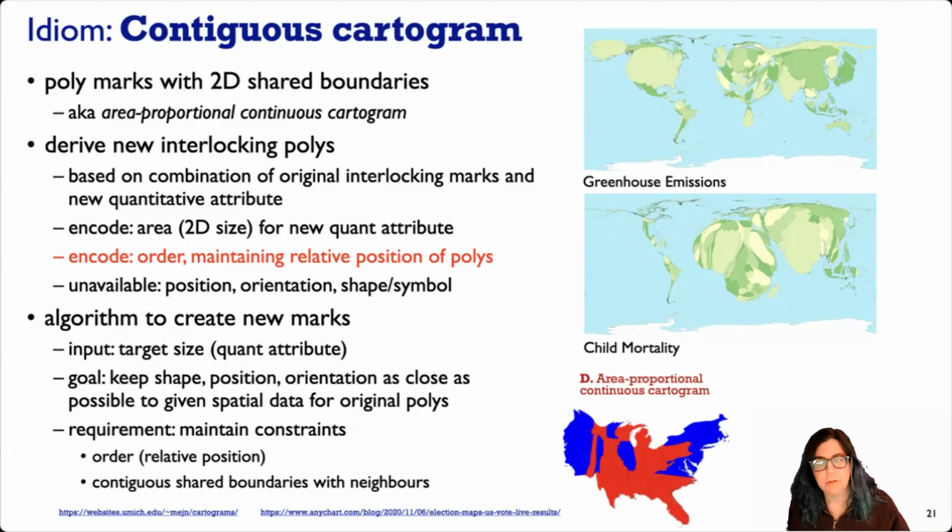How might you actually do this? Well, you have some quantitative attribute as the input, which is the target size, and then you can have an algorithm that's trying to keep as much as possible, but not completely, the shape, the position, and the orientation as close to that given spatial data as possible, even while changing the size. And so the requirement in the case of continuous cartograms is keep the order, and also make sure to keep the shared boundaries contiguous and preserve the shape as much as you can.